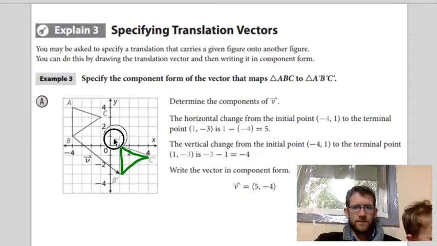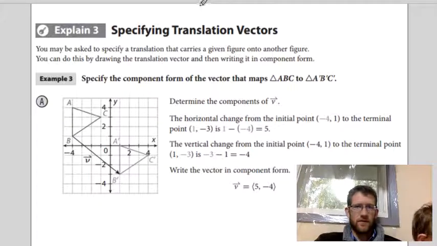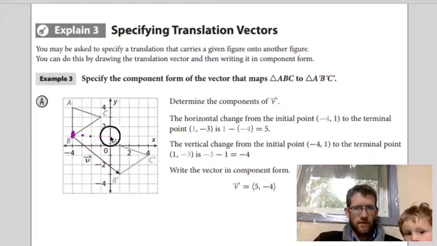Instead of looking at the image as a whole, we can look at a single point. In this one, feel free to just count. You don't have to be super fancy about it, like the book does. But we can just look at point B here, and we can say, okay, well, how far to the right does it go? Well, it goes 1, 2, 3, 4, 5 units to the right.